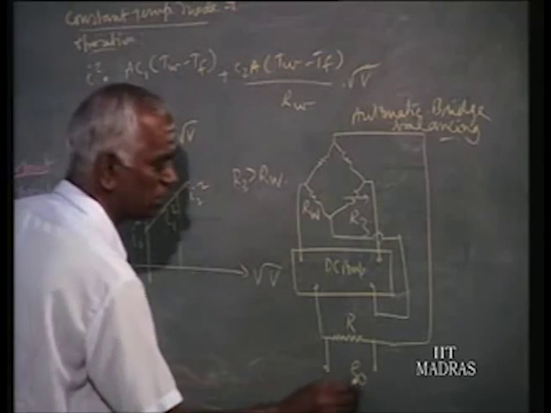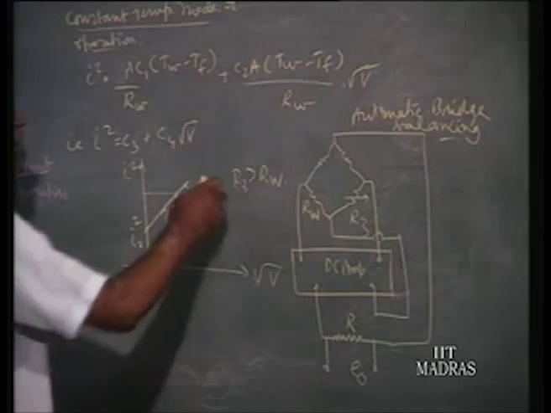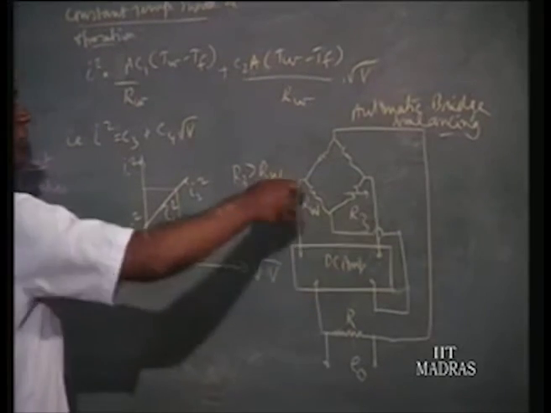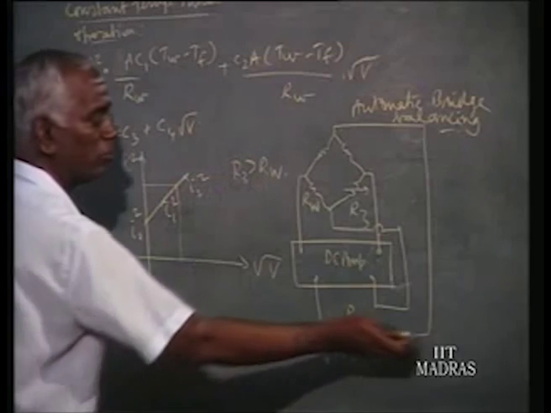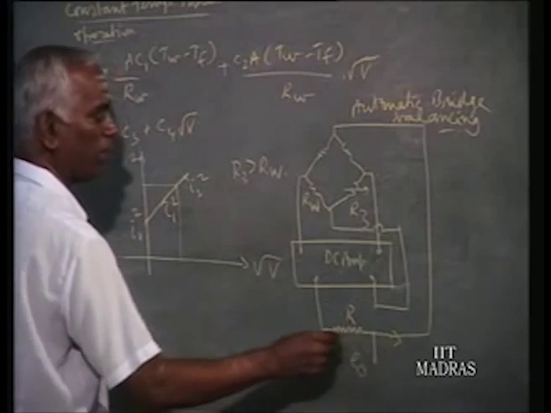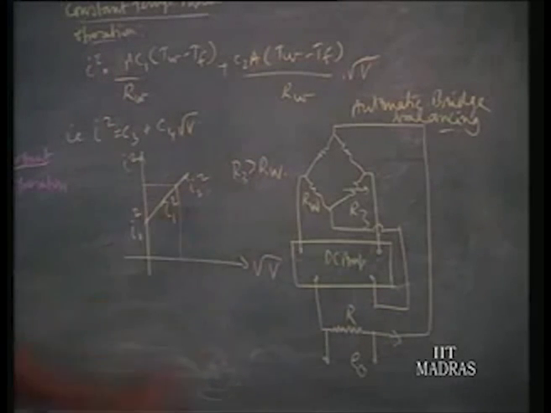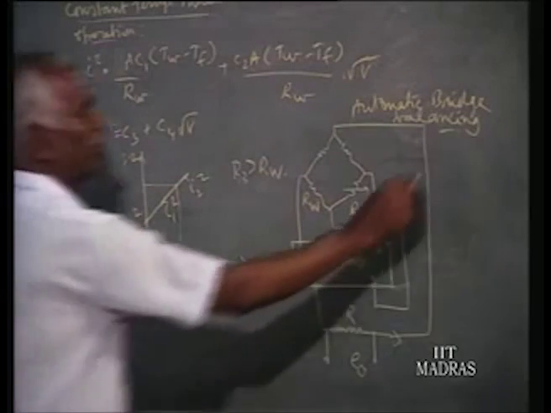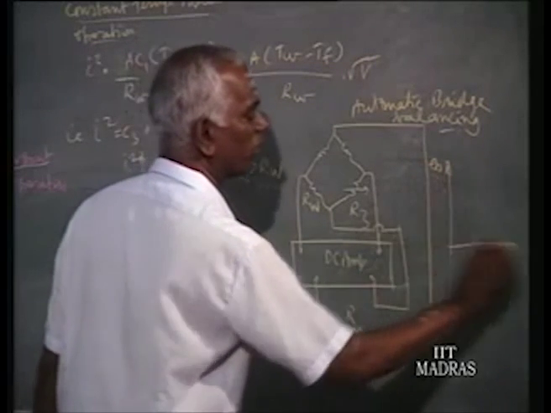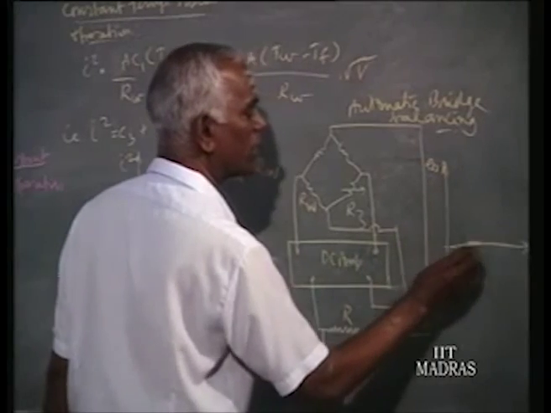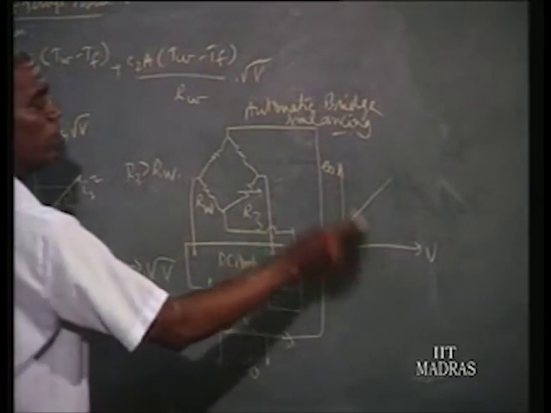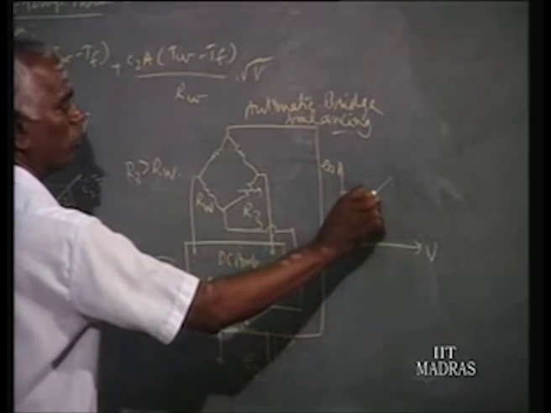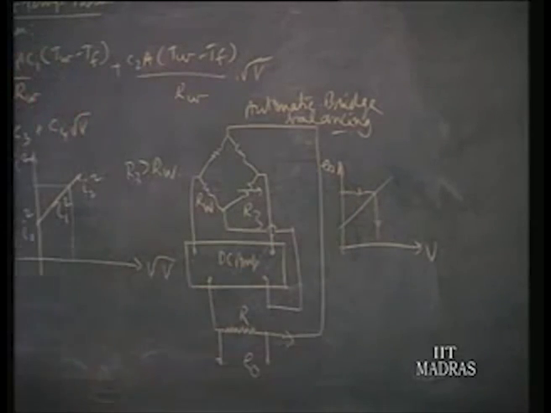So for 0 velocity, what is the current required? Similarly for any other velocities, what is the current required to bring the RW to near about R3? That will be the current flow through this, and by plotting E0 versus velocity we can have a curve somewhat like this. Then for any unknown velocity, from the measured voltage we can get back the velocity of the fluid.